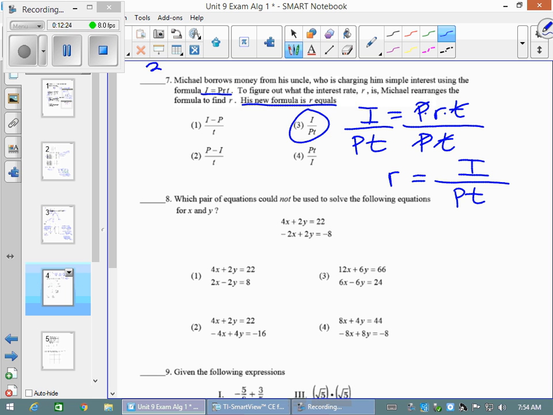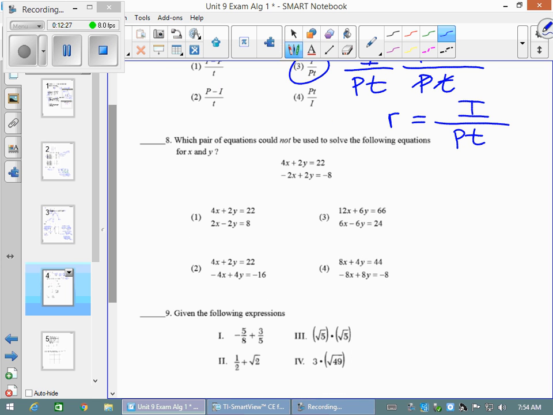Question 8 is asking us to find the pair of equations that could not be used to solve this system of equations for x and y. If you take a look at each choice, choice 1, the top equation matches our original, but the bottom equation would match if we had multiplied the original through by -1. So that could be used to solve, so that would not be our choice. Choice 2, again, the top equation matches up, but they altered the bottom equation by multiplying through by a positive 2 to get -4x plus 4y equals -16. So that also could be used to solve.